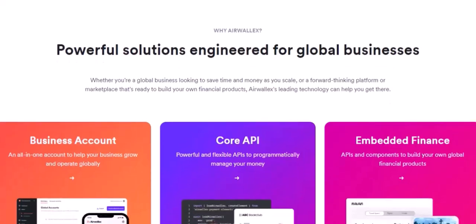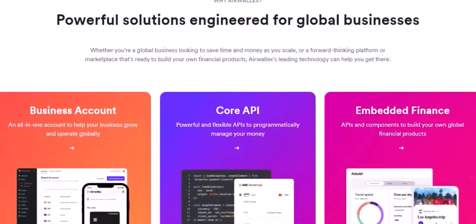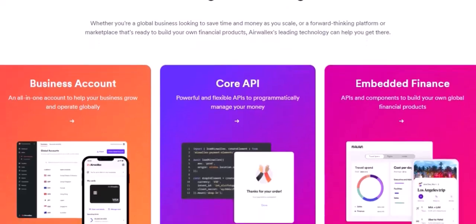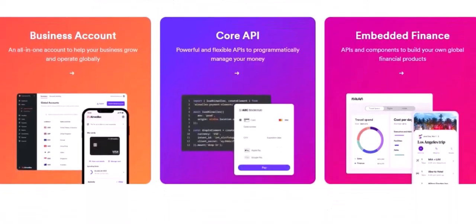Tips for smooth funding. Verify your account. Ensure your Airwallex account is fully verified to avoid delays in processing payments. Accurate information. Double-check all the information you provide, including bank details and payment amounts. Currency considerations. Be mindful of currency conversion fees, especially for large international transfers.